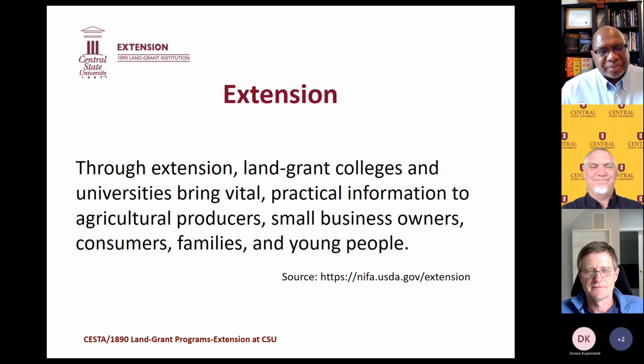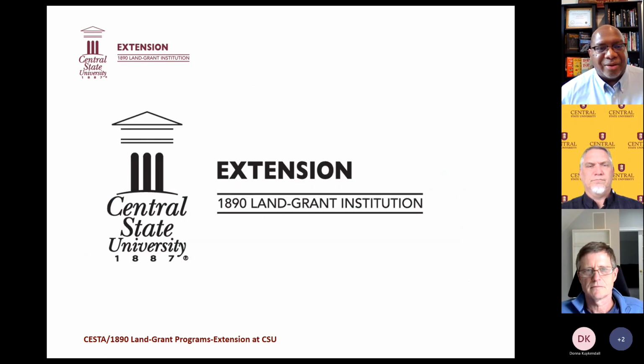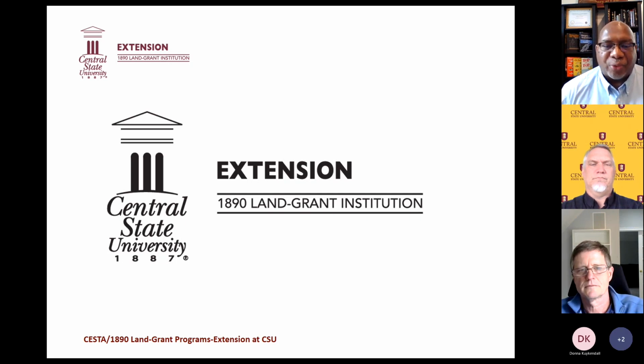So extension is this system, this mechanism that helps us get this information out, and it is one of the most unique aspects and a really strong differentiator for the land-grant system, which is primarily broken up into research, teaching, and extension. Central State University, as I may have mentioned earlier, as a land grant, received the 1890 land grant designation back in 2014.